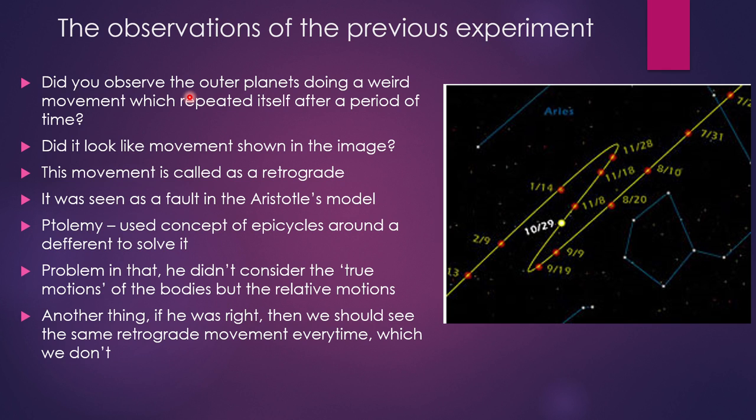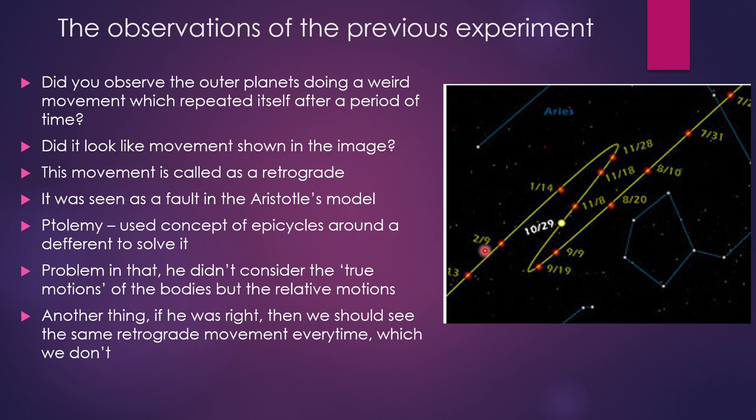Did you observe the outer planets doing a weird movement which repeated itself after a period of time, as I said in the last video? And did that movement look like this? Like a kind of a Z or similar structure? That movement is called a retrograde.